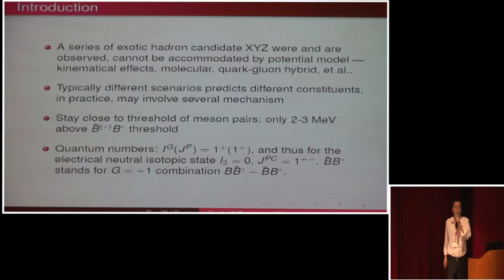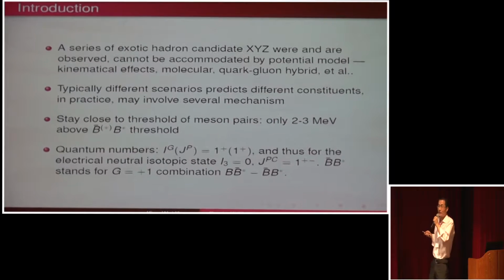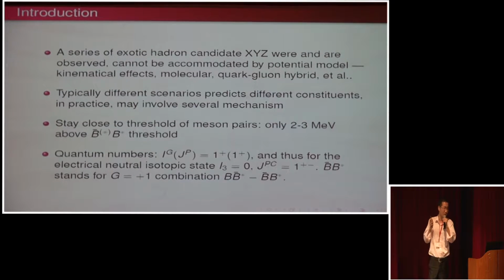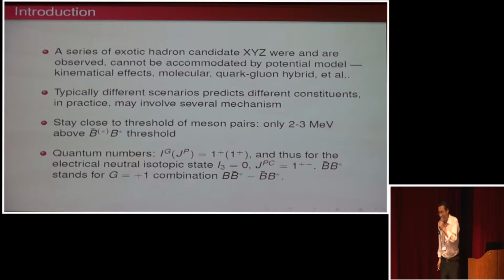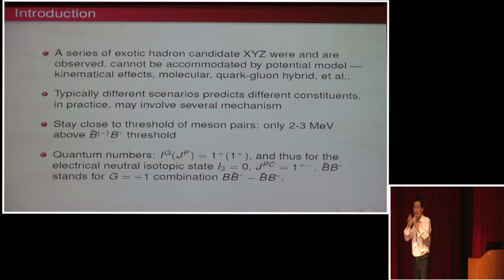As we know, more and more exotic hadron state candidates, the XYZ states, are observed in experiment, and their interpretations are still mysterious. Many scenarios have been proposed, like the molecular, hybrid, or kinematic effects. The most prominent one may be the molecular states, because we notice that these XYZ states typically stay close to the threshold of meson pairs, around 2 or 3 MeV.